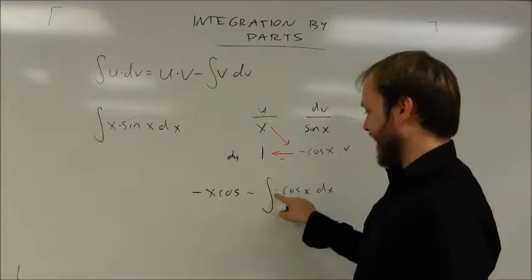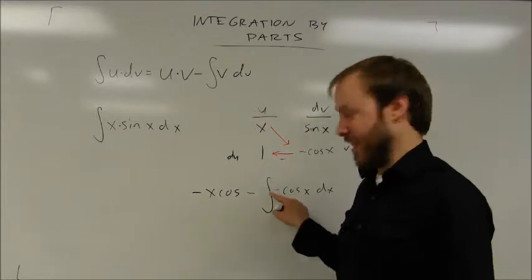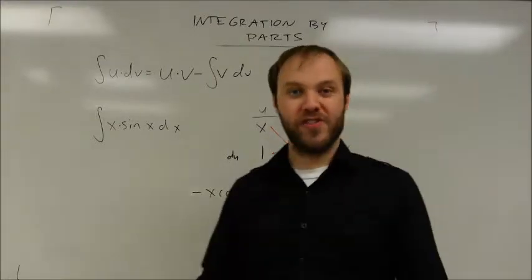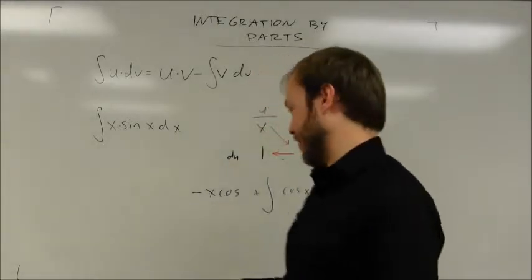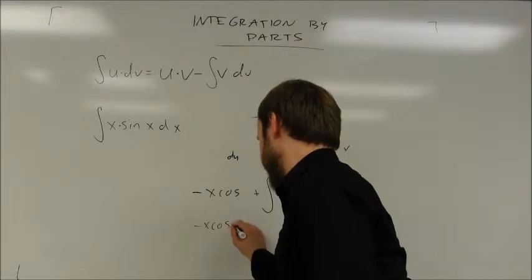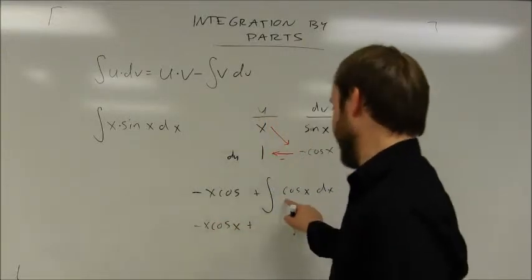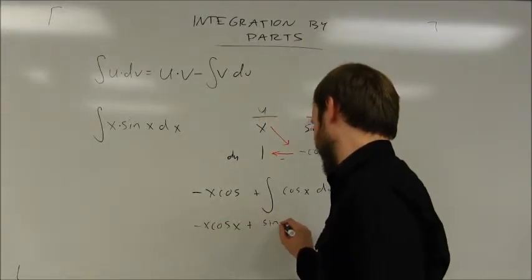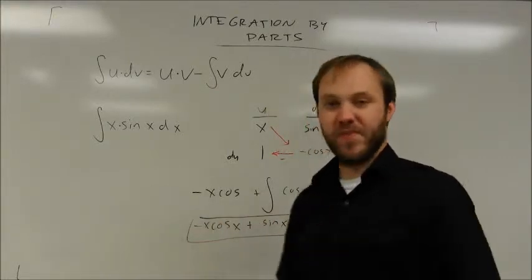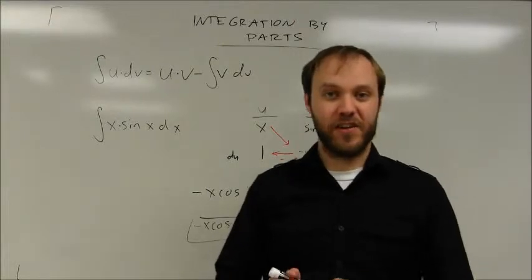Now, I have minus and negative here. I'm going to cancel out this negative and write this as plus. You really have to watch your signs when you do this because you're subtracting an integral. And to finish this, I'm going to get negative x cosine of x, plus the integral of cosine of x, which is sine of x. And since this is an indefinite integral, I want to add a c. So that's the basic process of integration by parts.